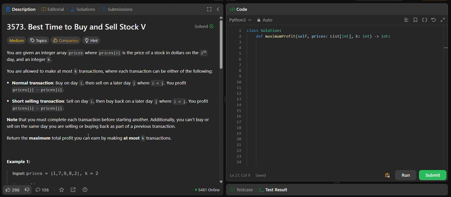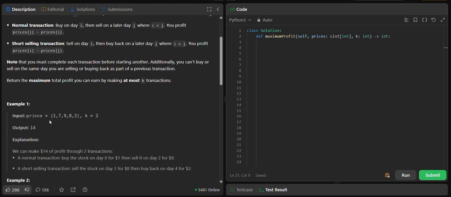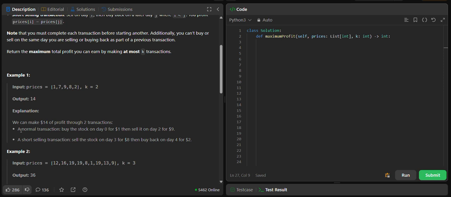Now let's look into an example. Let's say we have prices as [1,7,9,8,2] and k, the number of transactions that we can have, is 2. So what we can do is first make a normal transaction where we buy the stock on day 0 with a price of $2 and sell it on day 2 having a price of $9, and we have a profit of $8.